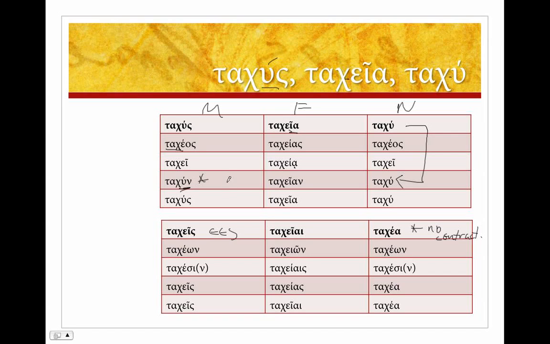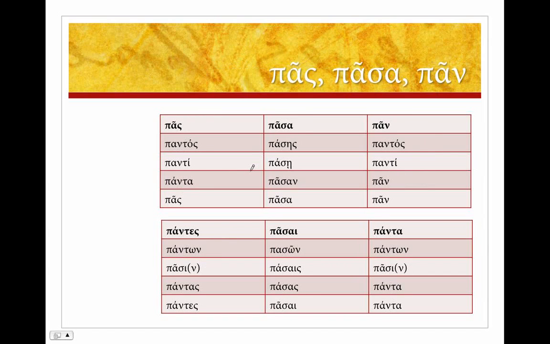Now the other first, third declension adjective we're going to cover in this lesson is a very, very important one, pas, pasa, pan, which means all or every. And let's start by talking just about how it's declined. So our masculine and neuter, our third declension, our feminine, which has a different stem, is first declension. So let's take a look at the first declension first. So pasa, pases, pase, pasan. So this is a bit like thalassa. And then the plural, pasai, pason, pasais, pasas.